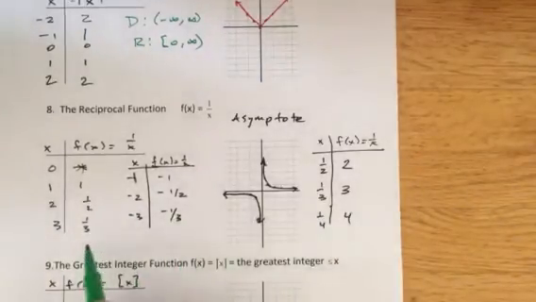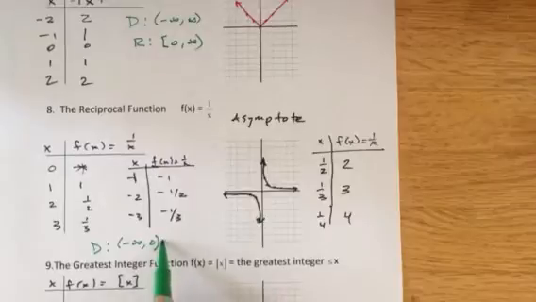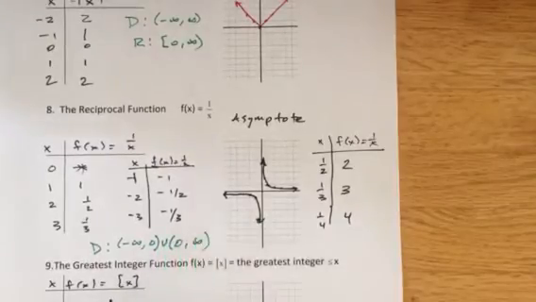Domain and range. Again, the only thing we can't plug in is 0. So using interval notation, we go up to 0 and put a parenthesis. Parentheses, remember, means not included. Union everything after 0.